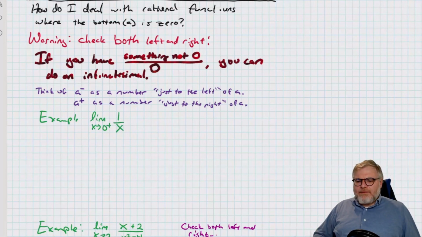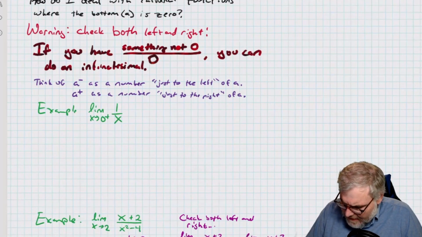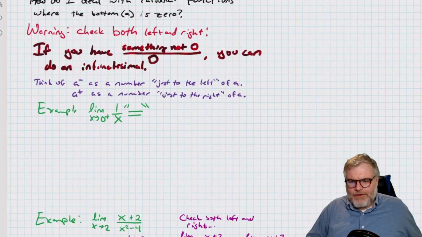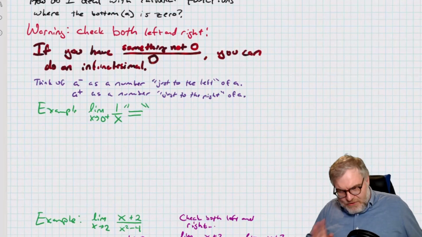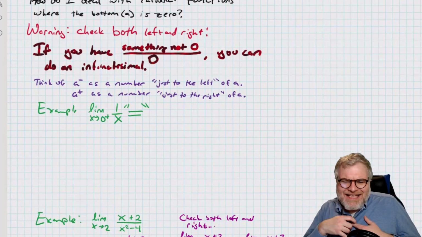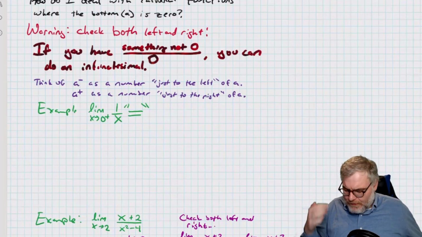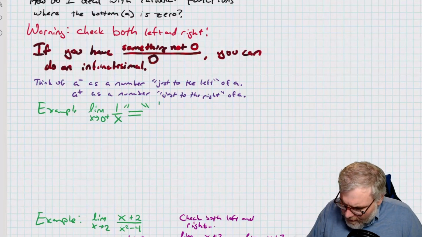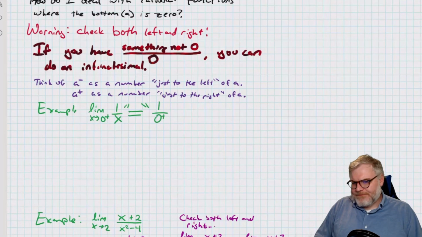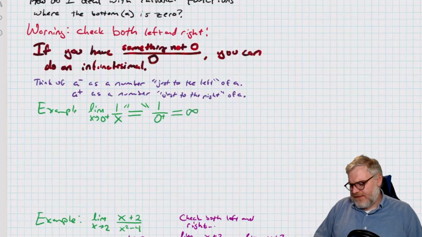Now, the limit as x goes to 0 of 1 over x. What I'm going to think of this is, I'm going to say equals. Now, you can just write the equal sign if you so desire. But for me, this really isn't an equal, because what I'm about to do is not a real number. I'm going to say 1 over 0 plus.